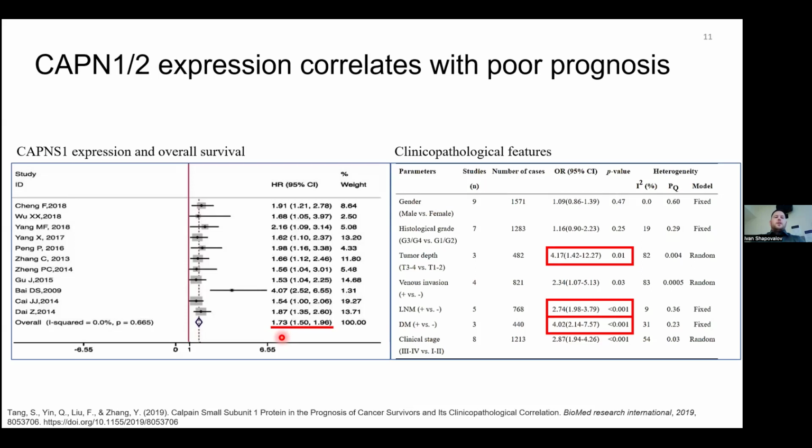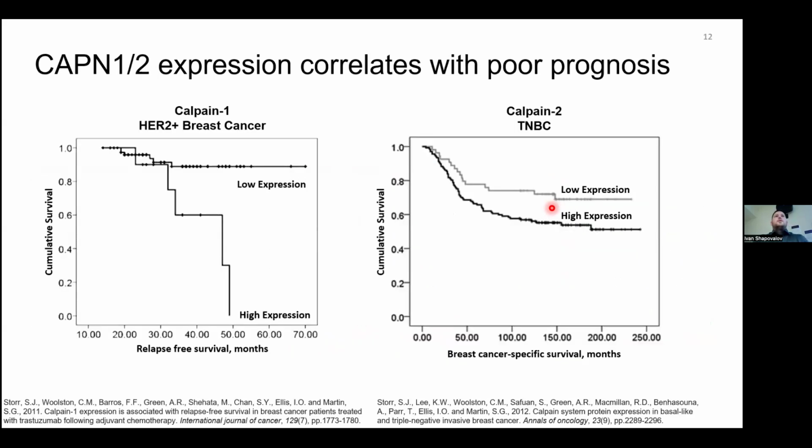This can be further stratified by particular clinical pathological features, and the ones that I would like to draw attention to here are tumor depth, lymph node metastasis, and distant metastasis, which all have odds ratios in favor of Calpain-1 expressing tumors being more aggressive, more metastatic. We also have evidence of Calpain's involvement in breast cancer specifically.